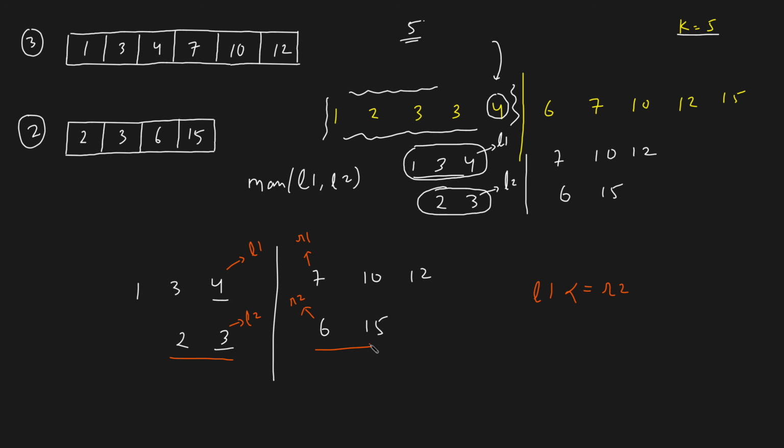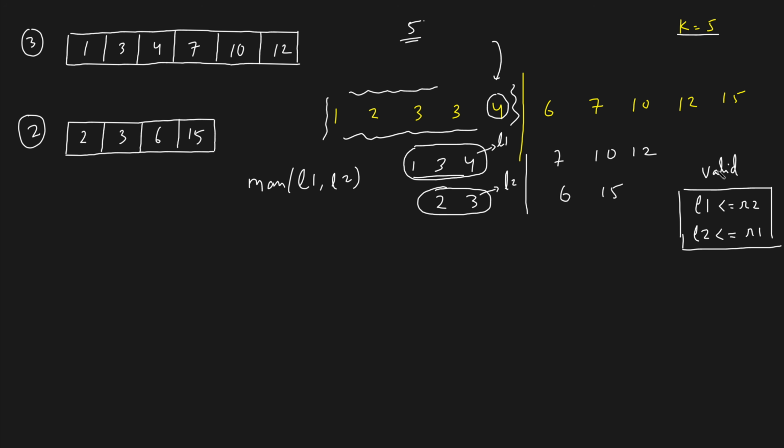Now, can I say this is definitely smaller than 6, 15? Definite. So, if I can prove that this is smaller than this, I can also say that this portion that I've picked up is smaller than the right half. Hence, if L2 is lesser than equal to R1, that means the entire left half is smaller than the entire right half. Correct? So, I've written my validity condition of the left half.